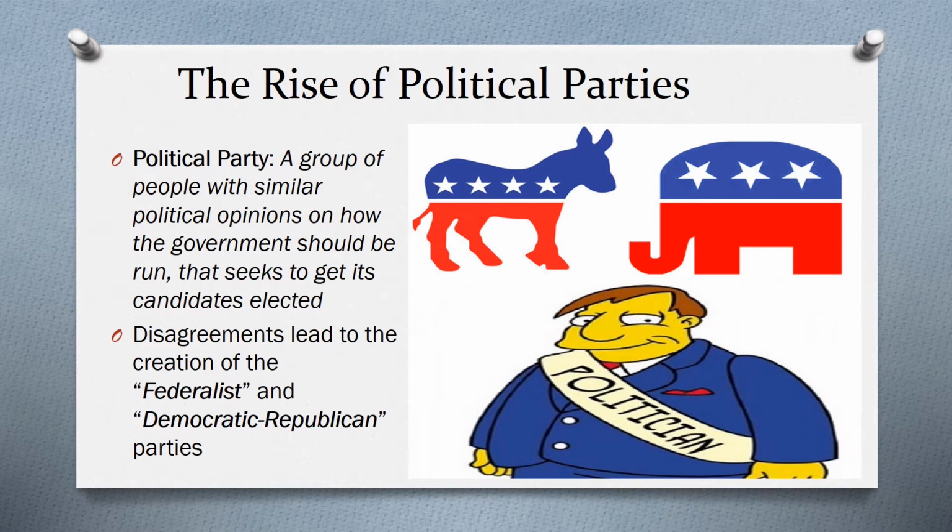Now, originally, the disagreements between Thomas Jefferson and Alexander Hamilton in George Washington's cabinet would lead to the creation of the first two American political parties. Those are the Federalist Party and the Democratic Republican Party. And from here on out, I'll probably just refer to the Democratic Republican Party as the Republican Party. Okay, and we'll talk about how those two split apart and changed as time went on in future units.